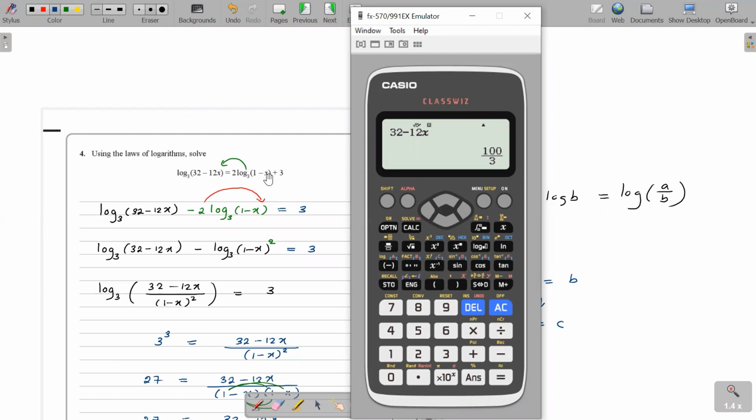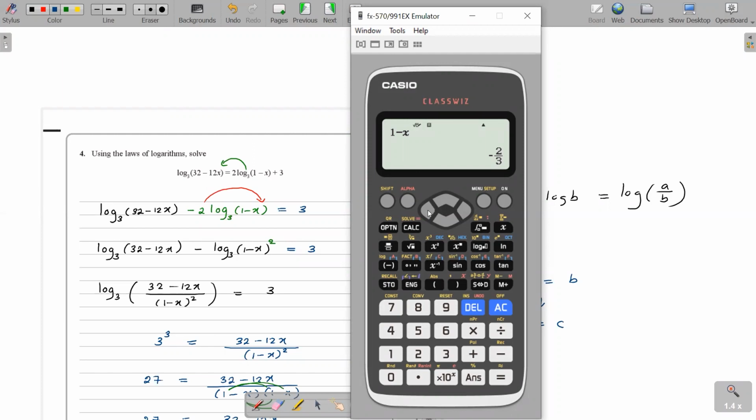Shall we check the other side? It needs to work for the other side as well. So for both the logarithms, log of 32 minus 12x and log of 1 minus x. When we go to log of 1 minus x, actually it is the log of 1 minus x that is going to give us the problem here. I'll explain why in a moment. So 1 minus x, when x is, what was our first figure? 5 over 3, right? Do you see what I get here? The inside of the logarithm of 1 minus x when x is 5 over 3 is a negative figure. So if x is 5 over 3, this particular logarithm becomes negative.